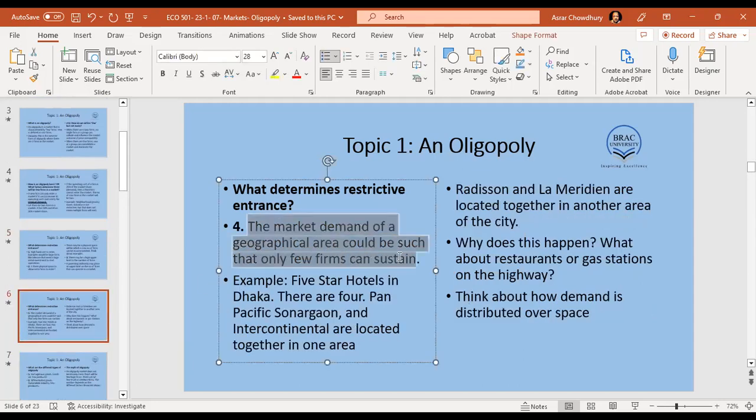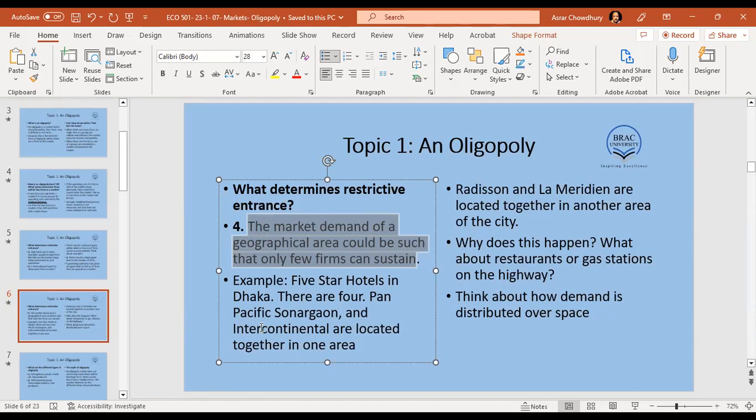Now, this is a very interesting one. The market demand of a geographical area would be such that only few firms can sustain. Have you noticed that in Dhaka there are only 4 5-star hotels? Yes, sir. And these 4 5-star hotels are located in pairs. Pan Pacific, Sonargaon and InterContinental are located side by side, and on the other side Radisson and La Meridien, side by side. Exactly. What is the reason? The reason is the market demand is such that in that area only 2 5-star hotels can sustain.